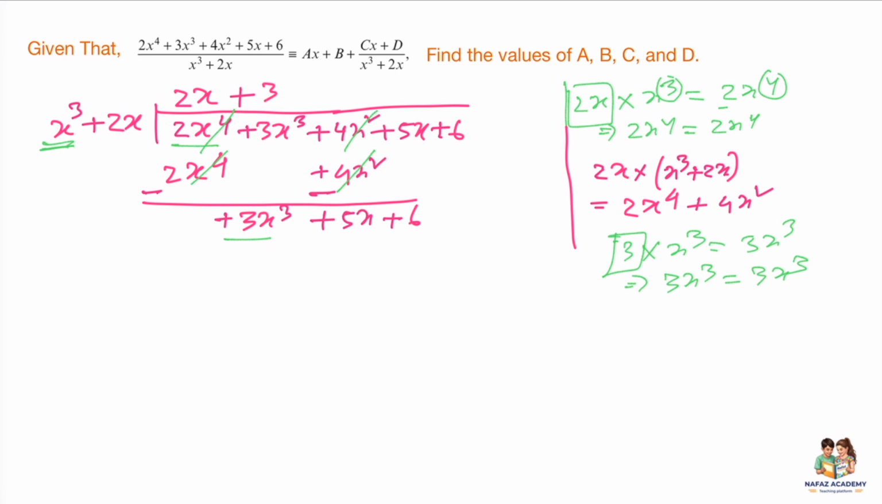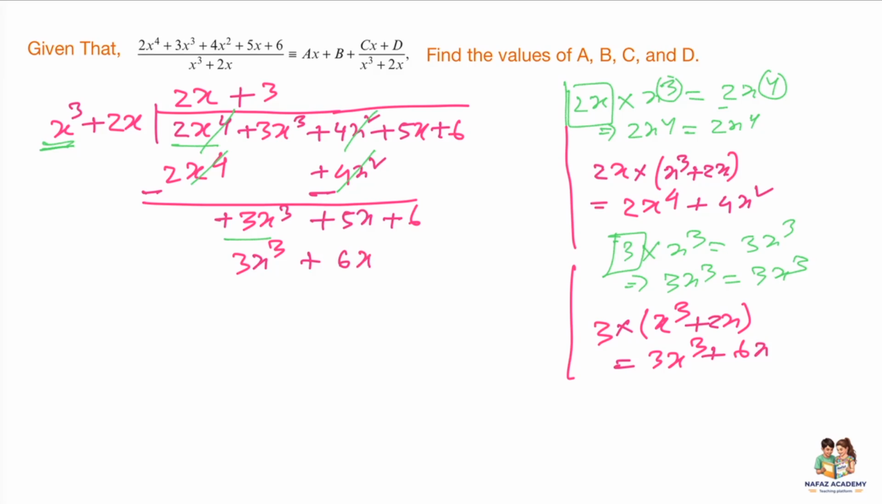Write it here: 3. Now we have to multiply 3 with the divisor x cube plus 2x. What's the result? 3x cube plus 6x. Yes, write all the expression over here. The position is very important: x and x, x square and x square, x to the 4 and x to the 4. Okay, I change the sign. So now plus 5x minus 6x is minus x, and plus 6.